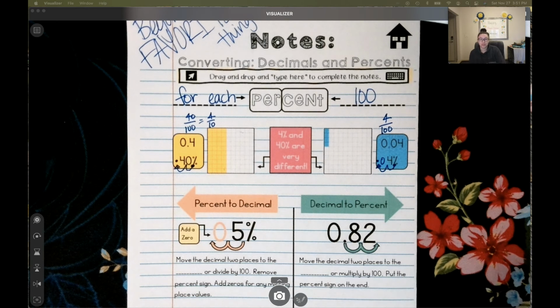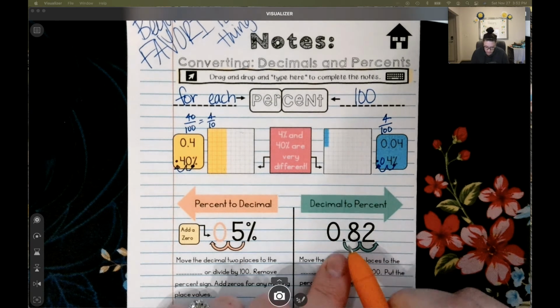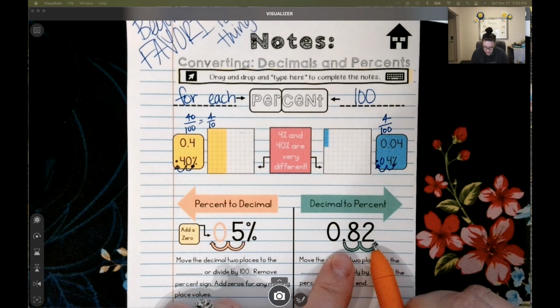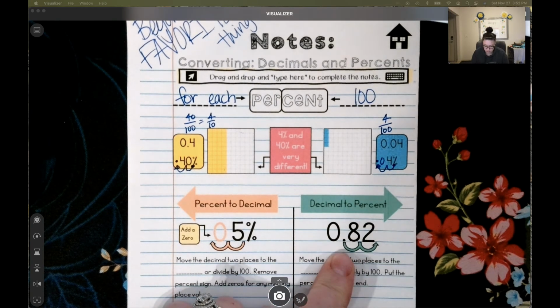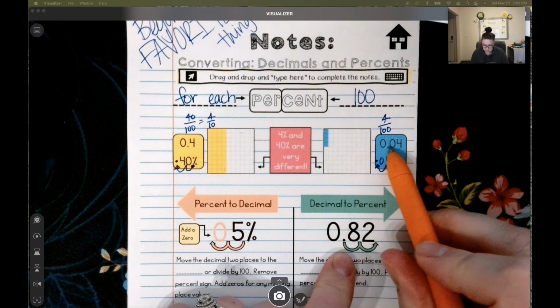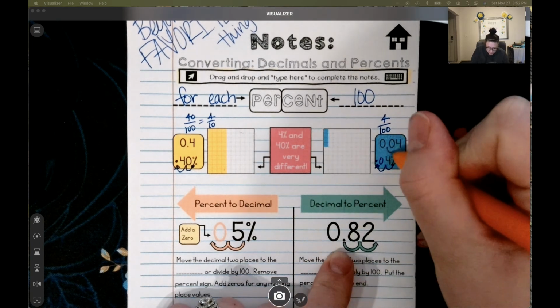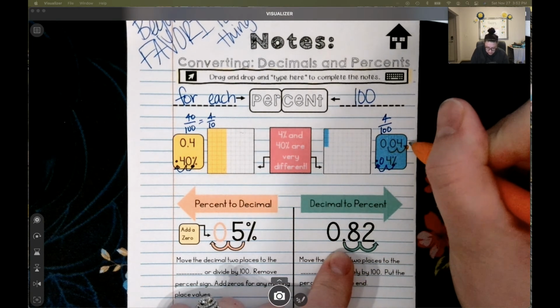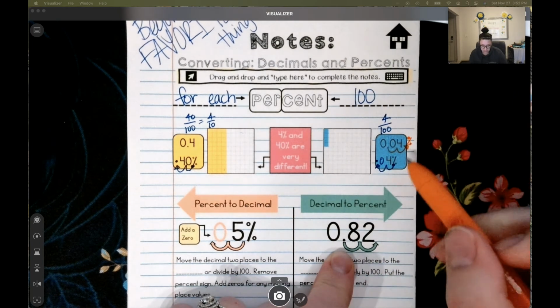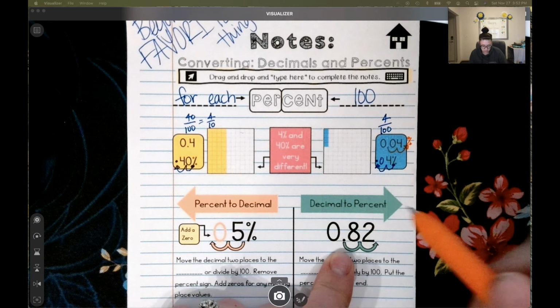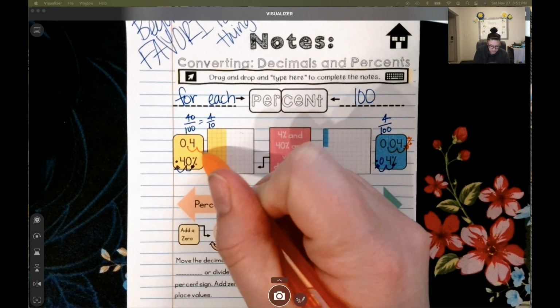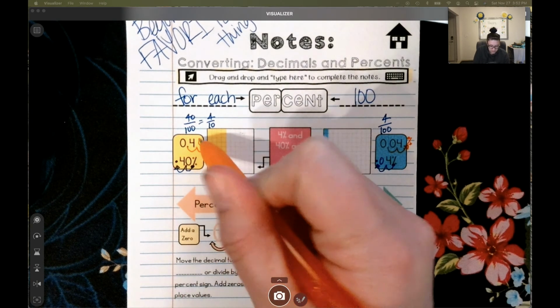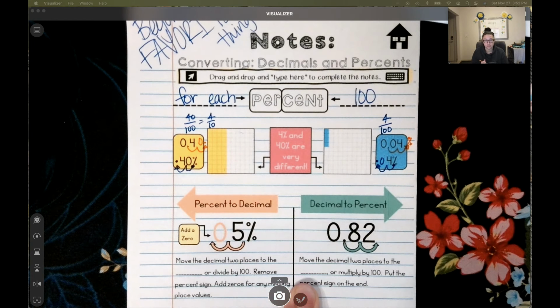To go from a decimal to a percent is just the opposite. I have my decimal, I move it to the right 2 times. So here, this was 0.04. If I move it to the right, and I put in my percent, that became 4%. If I move my decimal point to the right, put in my percent, fill in my 0, it becomes 40%.